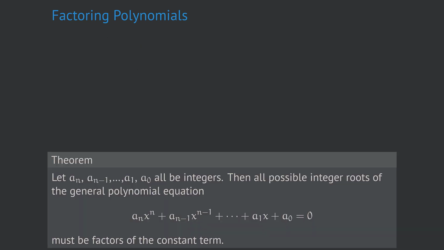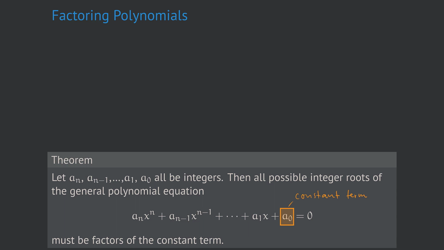Let the coefficients a_n, a_(n-1), and so on all be integers. Then all possible integer roots of the general polynomial equation must be factors of the constant term. The constant term is a_0.